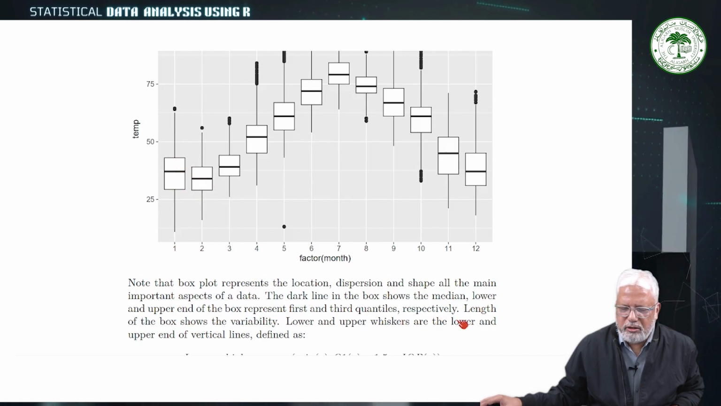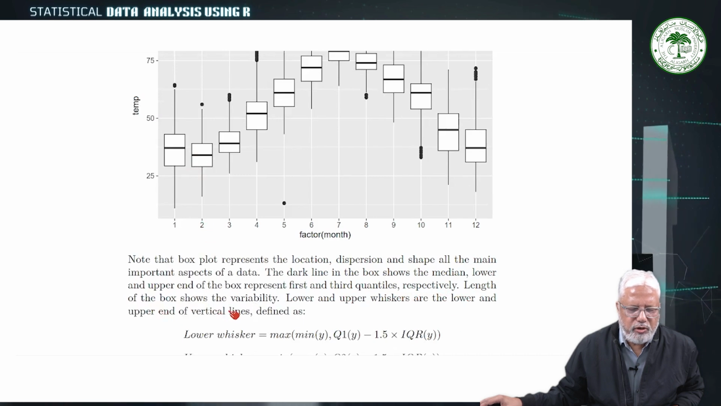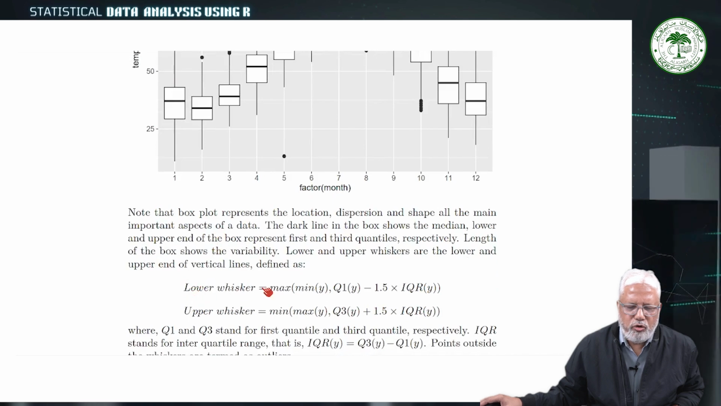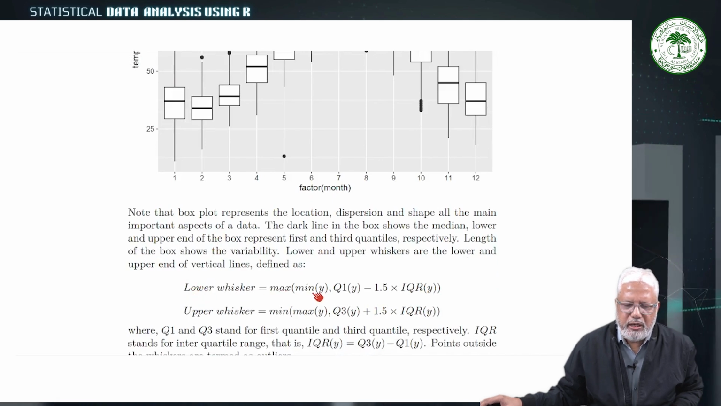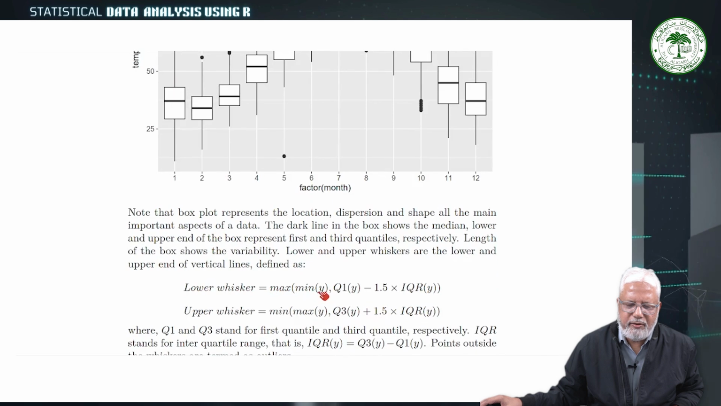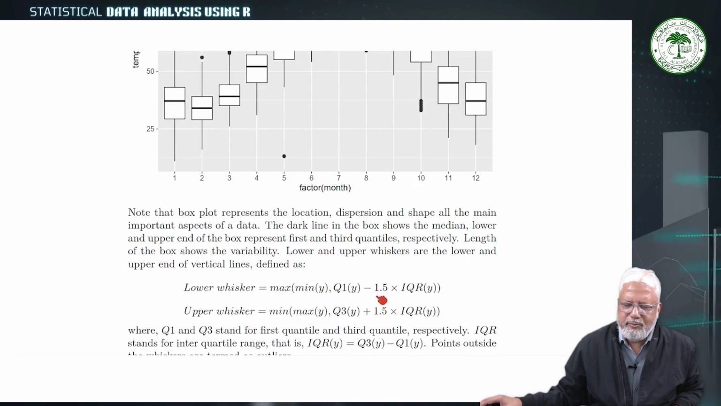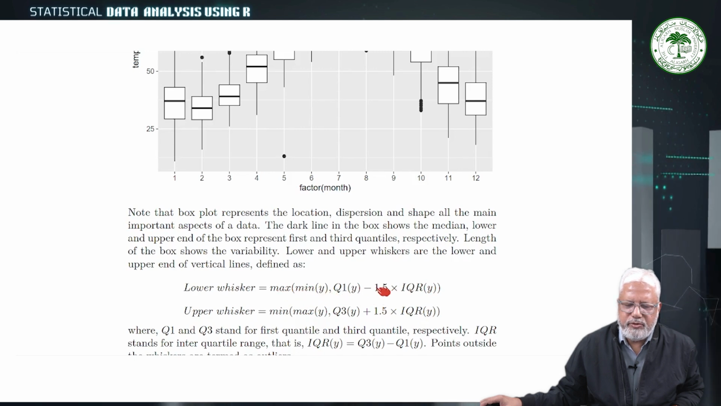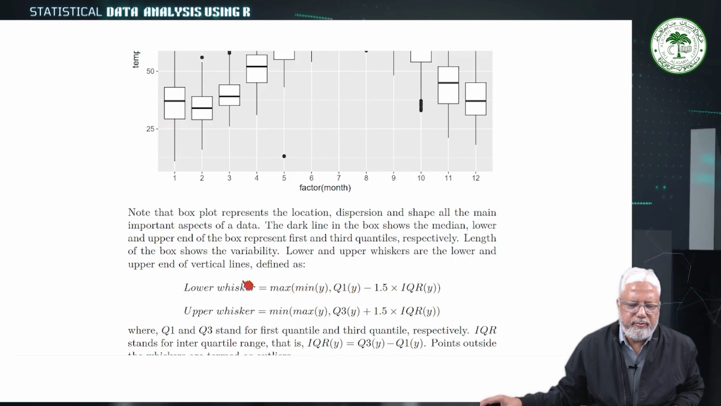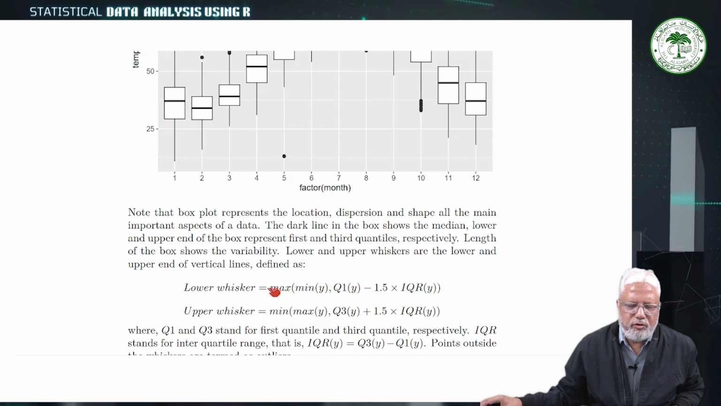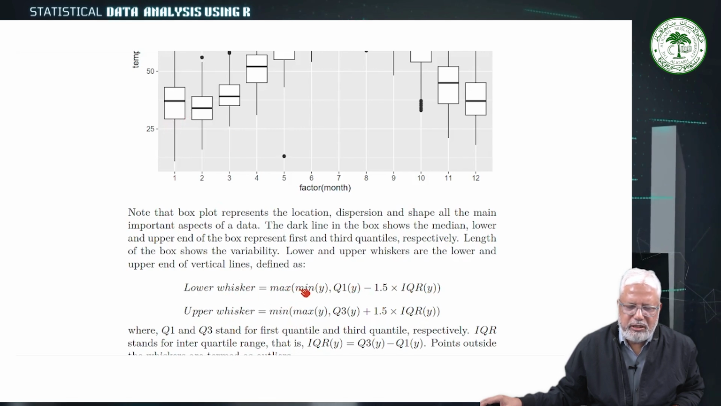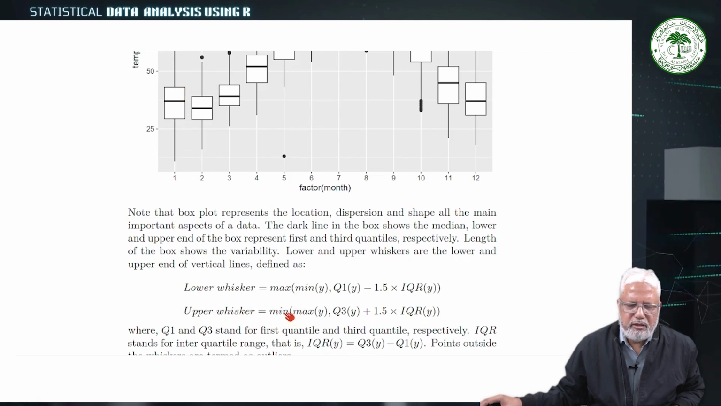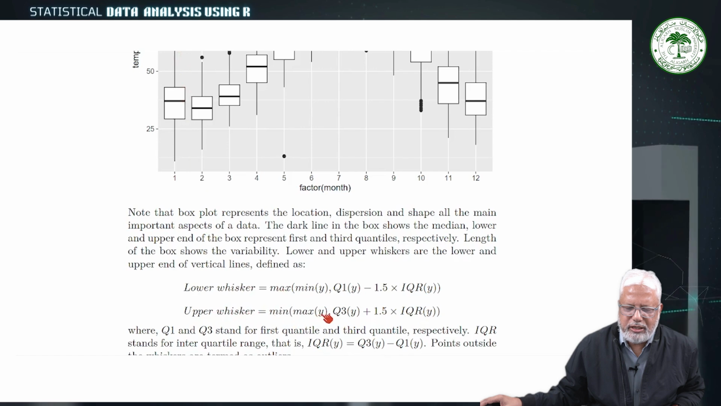Lower and upper whiskers are lower and upper vertical lines. So, these are termed as whiskers. Lower whisker is equal to maximum of minimum of y, or first quartile minus 1.5 into IQR, interquartile range. So, it is maximum of these two. So, it is lower whisker. And upper whisker, here in lower whisker it is max here and it is min here. Here in upper whisker it is minimum, not maximum, and max is inside.